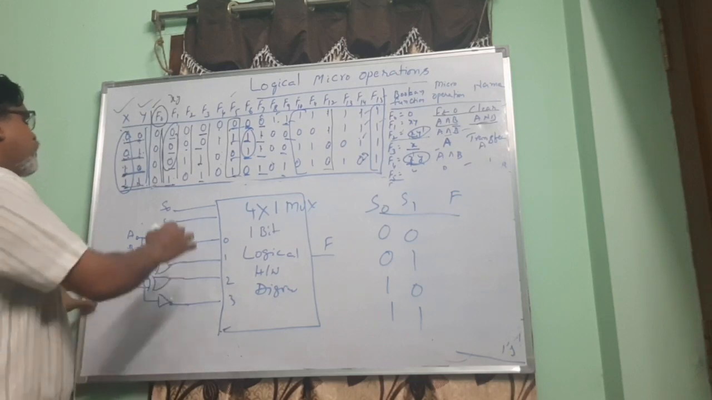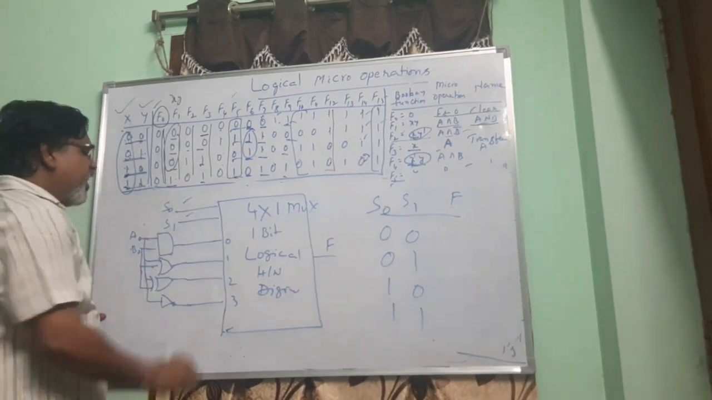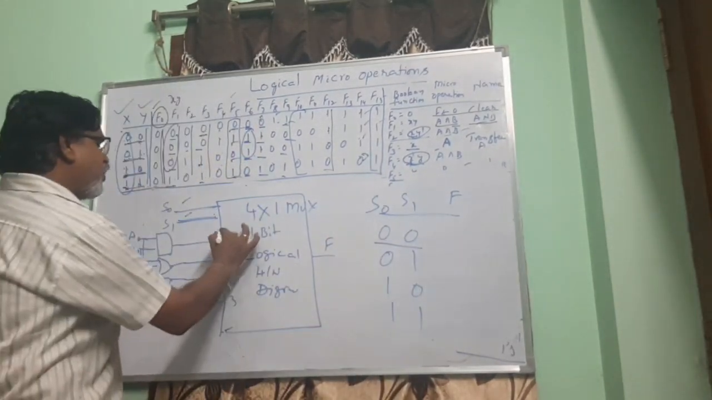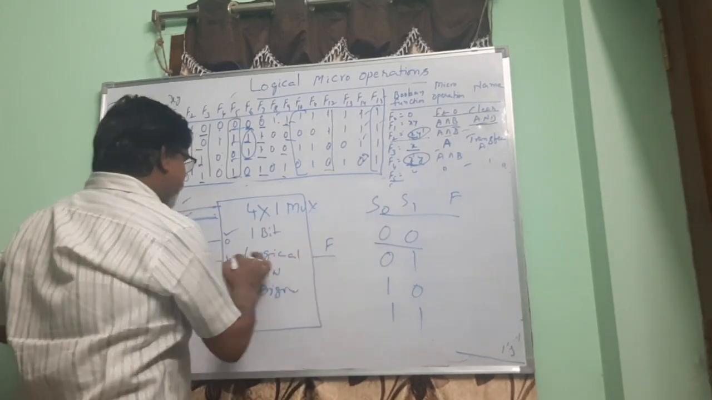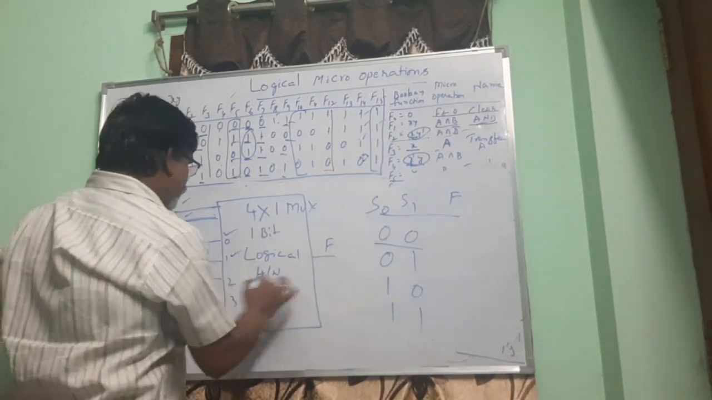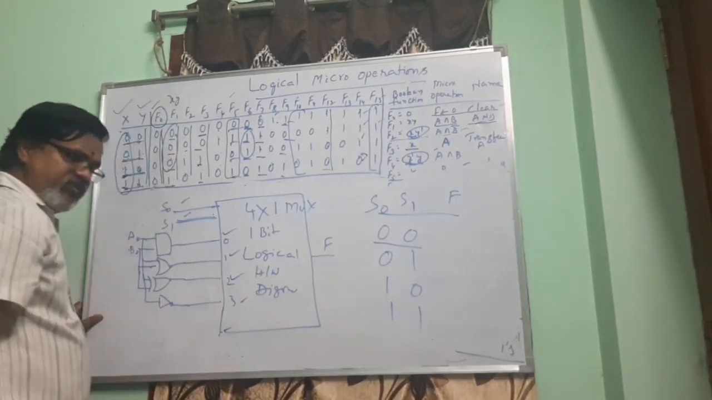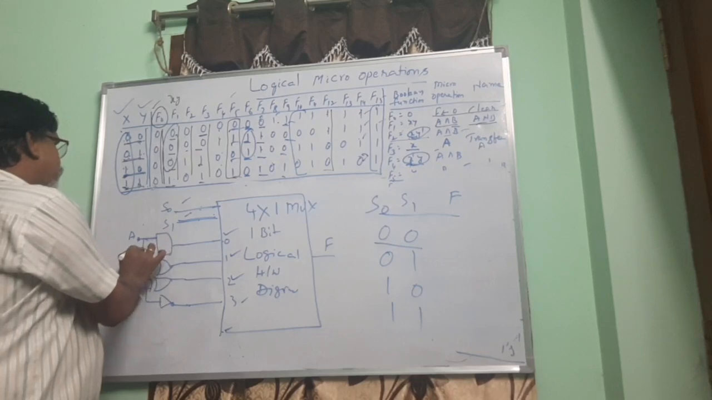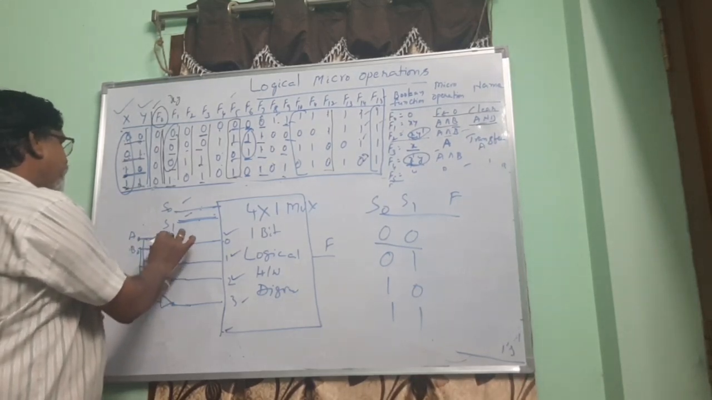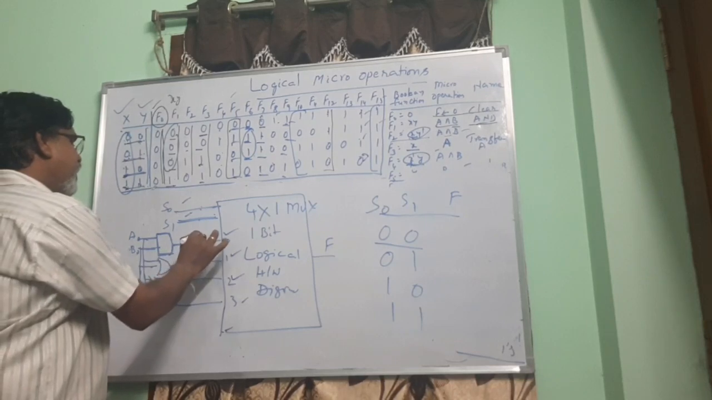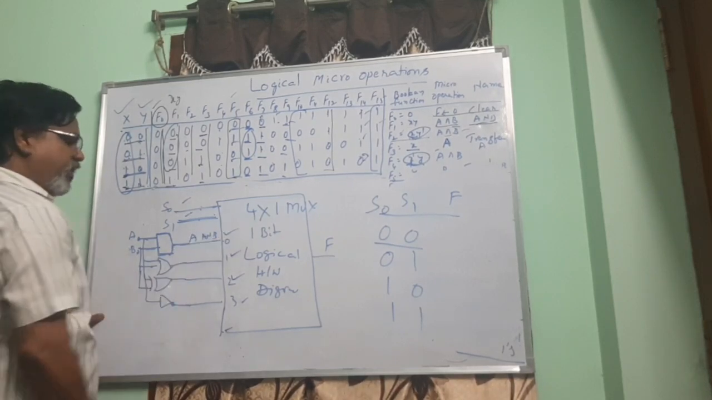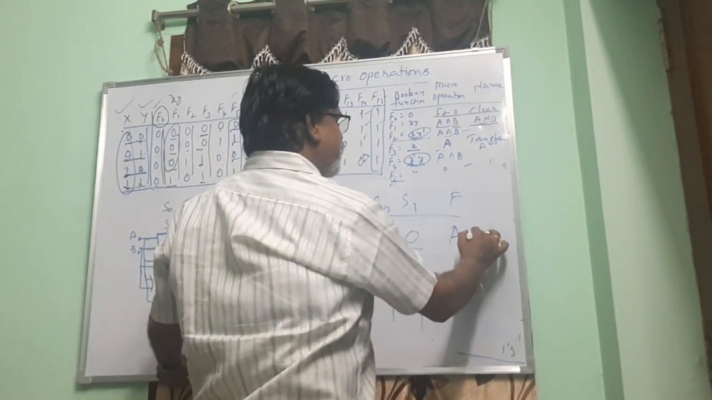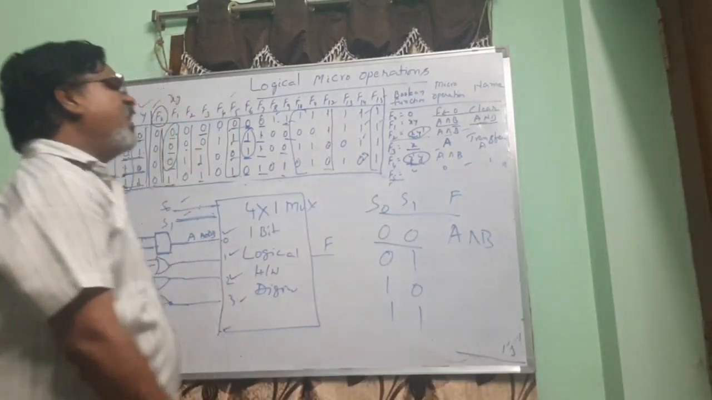So A0, B0. There are 2 select lines, S0 and S1. When S0 and S1 are both 0, 0, operation 0 is executed. When it is 0, 1, operation 1 is executed. When it is 1, 0, operation 2. When it is 1, 1, operation 3. Now, if these are 0, 0, A0 and B0 are given to an AND gate, and the micro operation we perform here is A AND B.